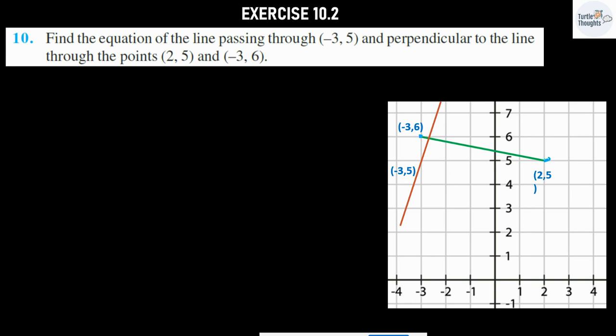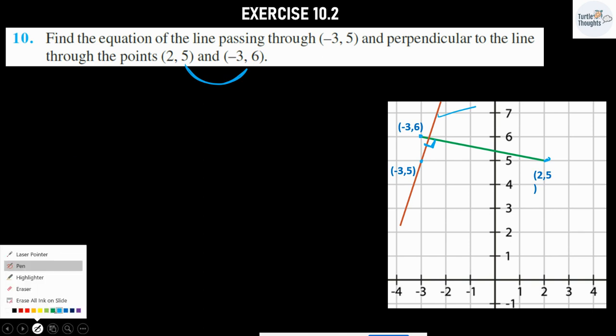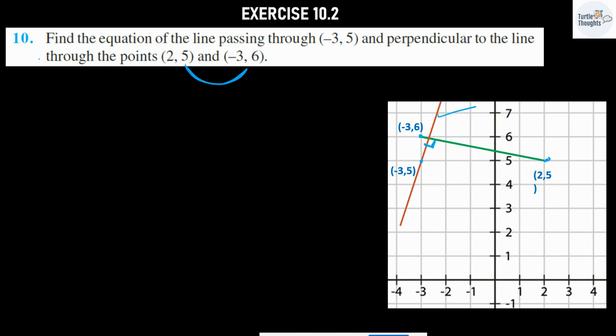Now we have to find the equation of a line which is passing through the point minus 3 comma 5 and perpendicular to the line which is passing through these 2 points. So basically we have to find the equation of the red line over here. Is that clear? So let me start with the question.